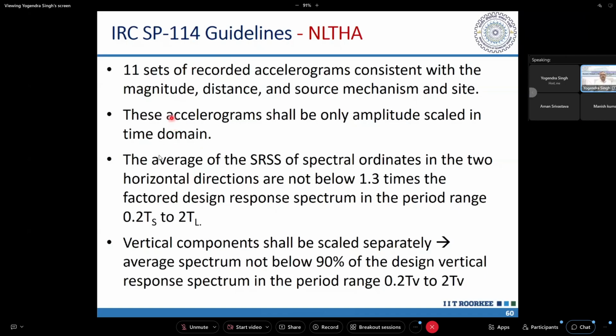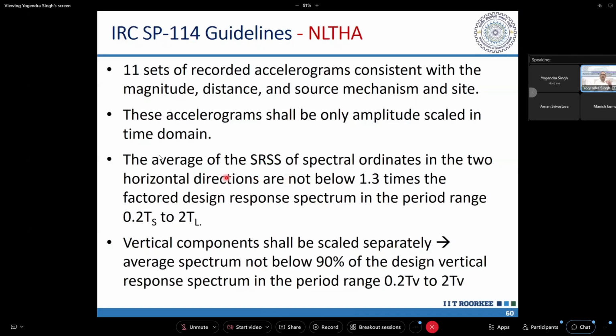So in case of nonlinear time history analysis, when you are selecting the ground motions, a minimum of 11 records are to be selected as per SP 114 guidelines. And these 11 sets will consist of three components: X component, Y component, and Z component, or H1, H2, and V. So H1 and H2 will be scaled together, and these will be scaled in such a way that SRSS of H1 and H2 should not fall below 1.3 times the target response spectrum in this range, 0.2 TS to TL. Why 1.3, you may ask, because earlier we have talked about the target response spectrum. Here we are saying 1.3 because we are doing SRSS. So if you take equal components in X and Y, its SRSS will be root 2 times. So to take that root 2 times into account, this 1.3 is there. In fact, root 2 is 1.4.